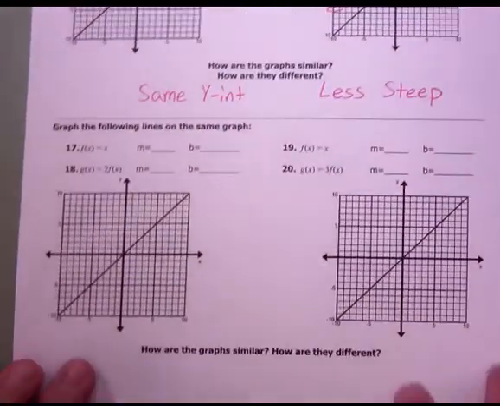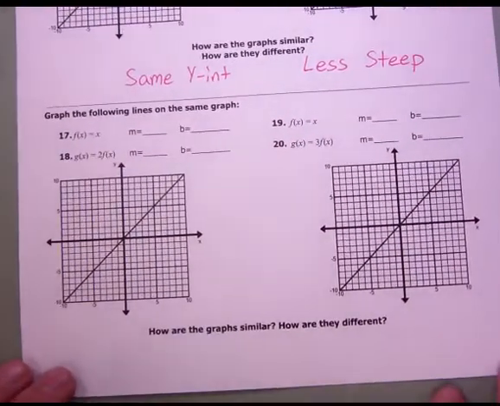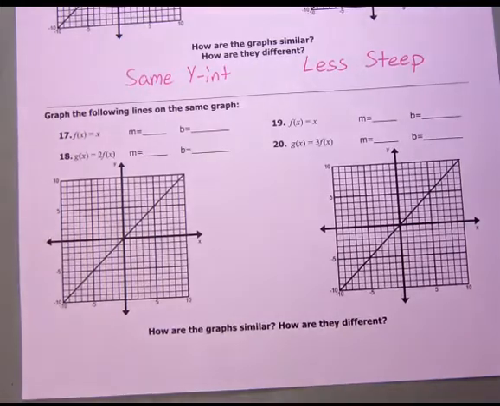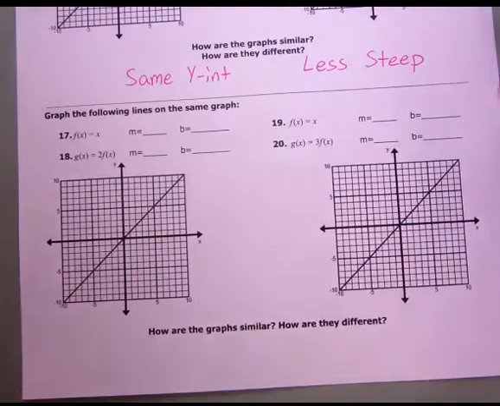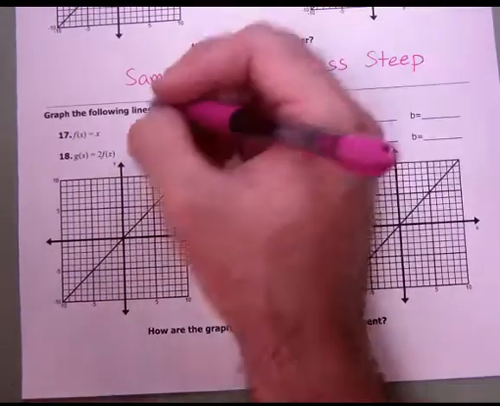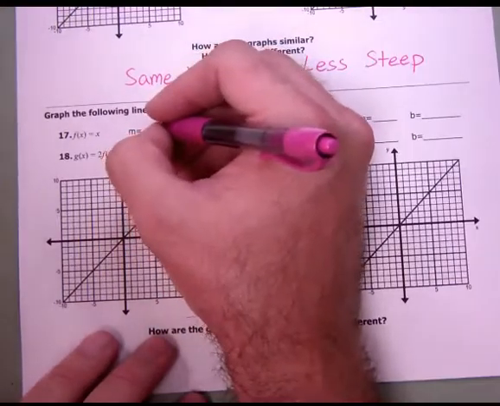Alright, and then moving on to the whole numbers. So at this point, you should recognize that if you multiply by a number less than 1, we're going to get less steep or flatter. If we multiply by a number greater than 1, it's going to get steeper. So let's just go ahead and observe that a couple more times here.